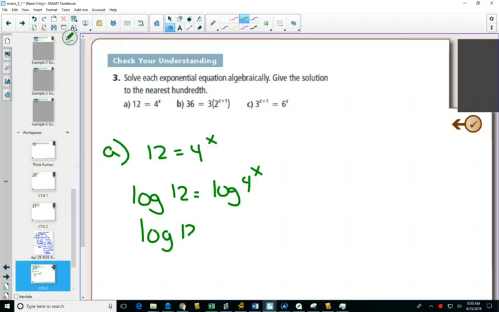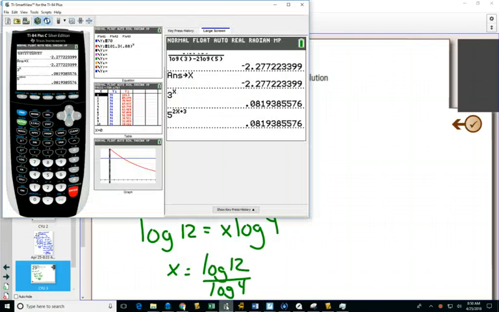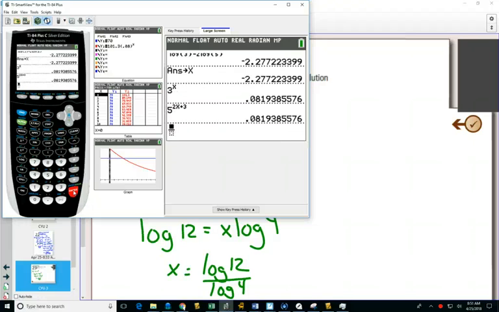Some of you, when you get better with logs, might go right away to this step and say, I took the log of both sides, and I'm going to bring the x out in front of the exponent. Again, be careful with that, because if you're doing too many steps at once, your chances of making a small mistake increase. And we don't want you to make any mistakes. But now you can divide both sides by log 4. You can type this into your calculator: log 12 divided by log 4.